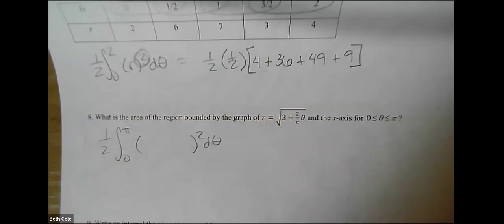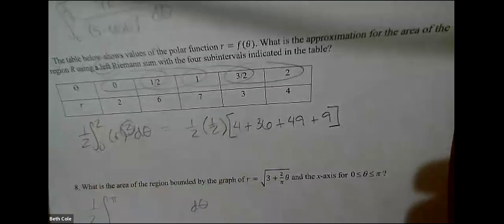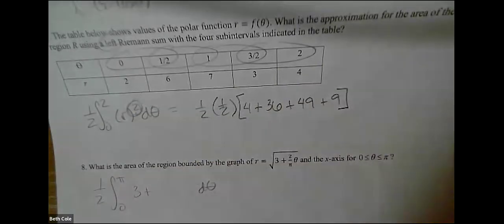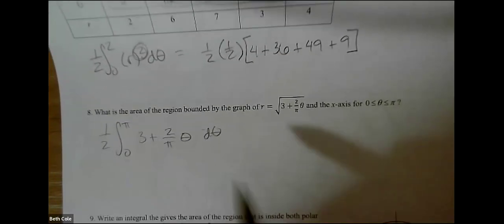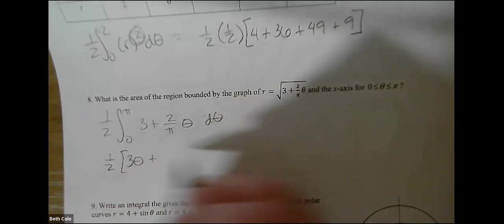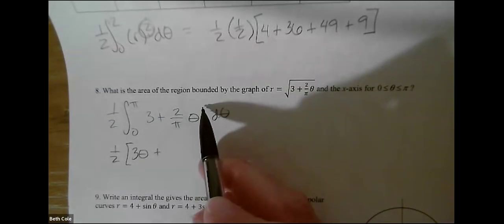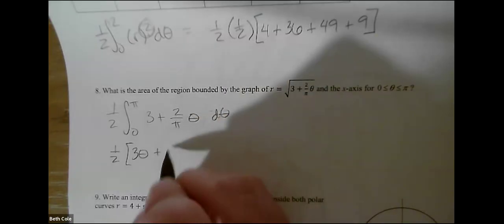So this one, we want a region of this polar graph and the x-axis from 0 to pi. So again, we're going to set it up. And actually, if I plug that in here and square it, the squared and the square root are going to just undo each other. So it's actually going to just be 3 plus 2 over pi theta. So essentially, we're going to do a fundamental theorem of calculus. We're going to do an antiderivative and then upper boundary minus lower boundary. So it is going to be 3 theta plus, all right, this would be theta squared, and then we would divide by 2. So the 2's are going to cancel.